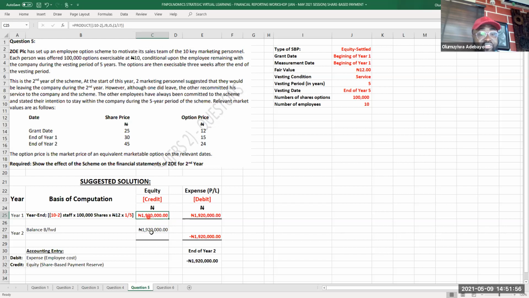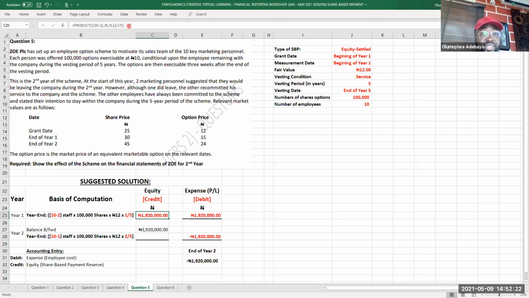What we needed this for is just to have the opening balance, where we can make comparison with what our estimate was at the end of year 2. Our estimate at the end of year 2 now says that only 1 has left, and all other 9 remain committed to the organization. And we are in the 2nd year, which is key to us to determine.